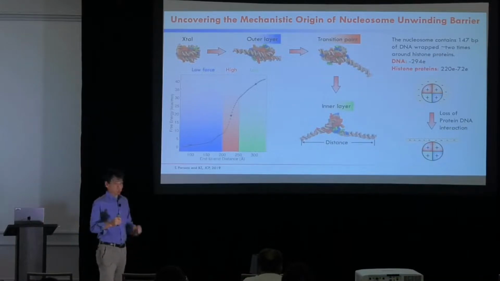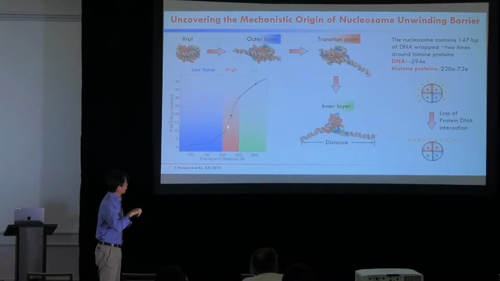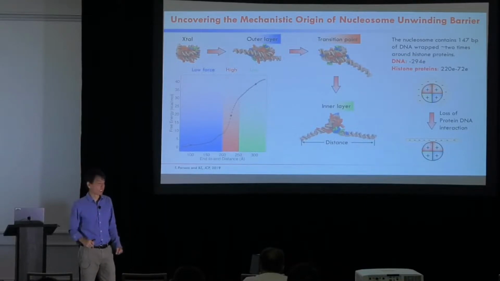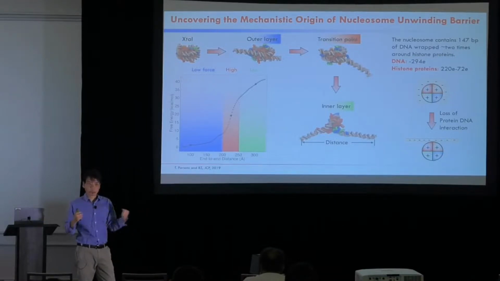Just a reminder, the DNA wraps for about 2 rounds. And then, the presence of this high barrier essentially decouples the unwrapping of outer and inner layer DNA. And that's actually quite important. It sort of explains how the nucleosome can really balance stability versus flexibility.